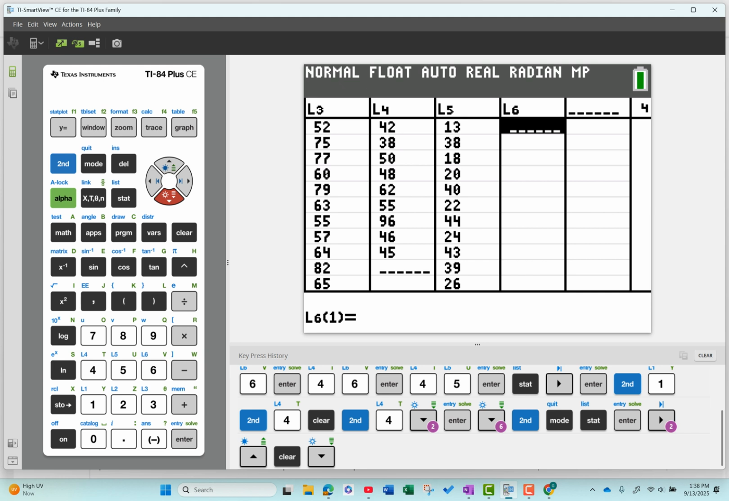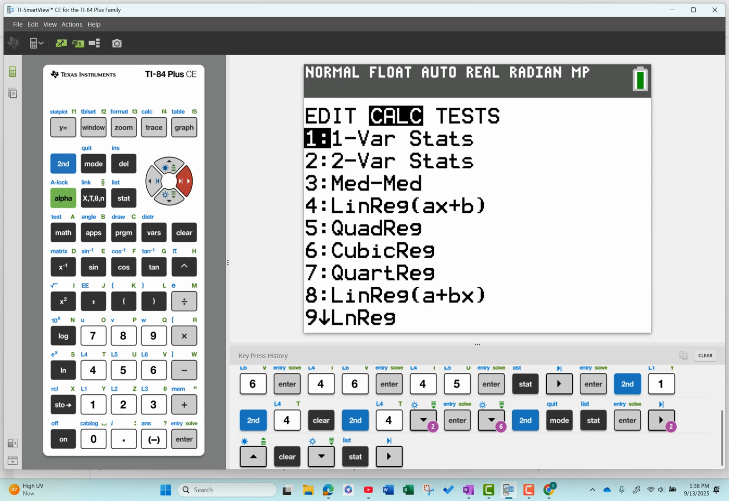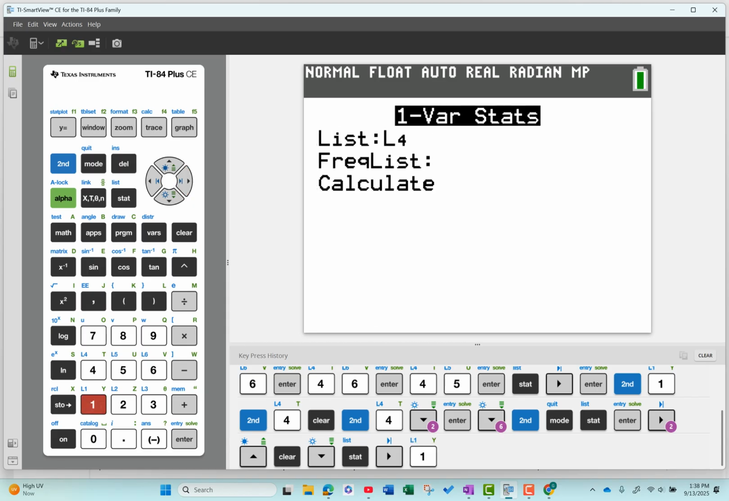So I got my L4 list. I go back to stat, and now I'm going to scroll over to calculate to make sure number 1 is highlighted. I can either press the number 1 or press enter. I have to choose my list. If I have to change it, press second, and then find the blue L number down below. Scroll down when I've done that appropriately.